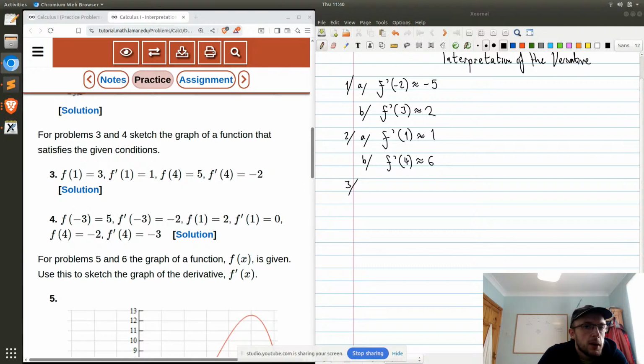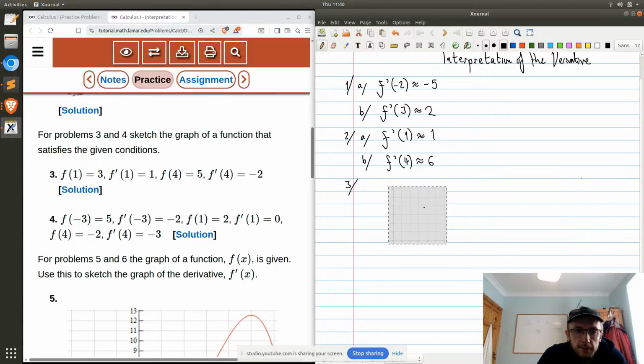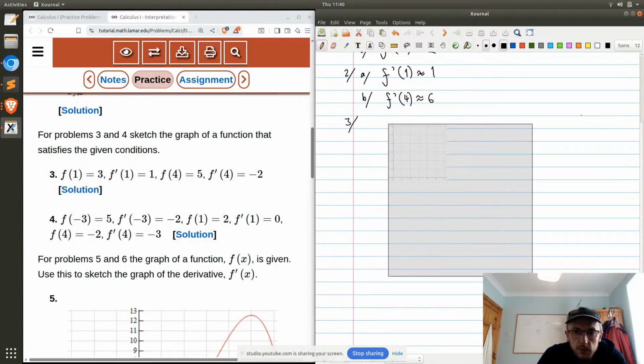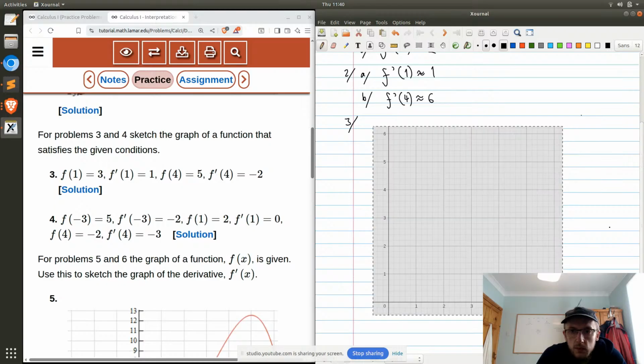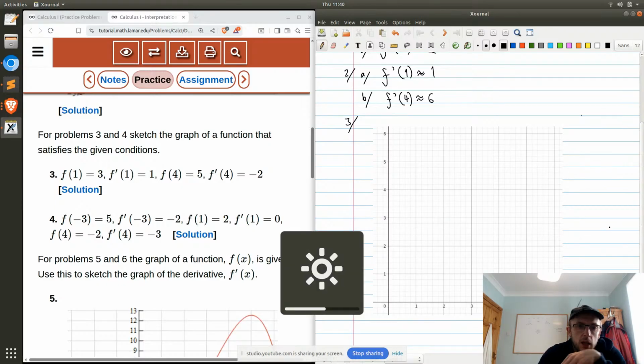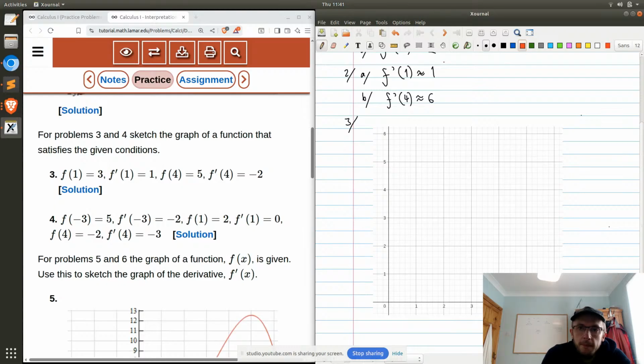And we need f of 1 and f of 4. The max is 5. That's the highest quantity involved. So I'm going to grab this much and make my function on here. f of 1 is 3, so I'll make a point there. That's an actual existing point on the function. f of 4 is 5, so I'll make a point there.